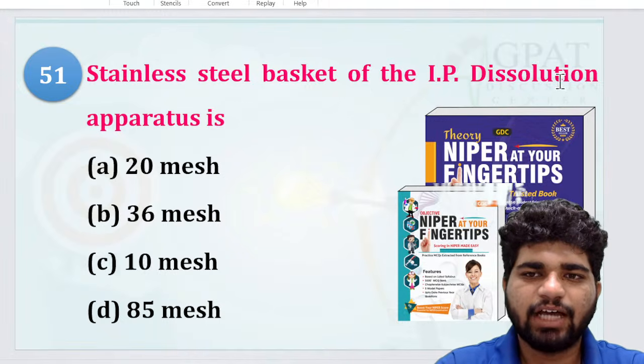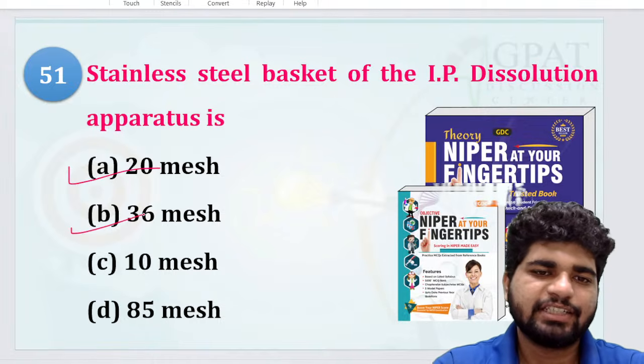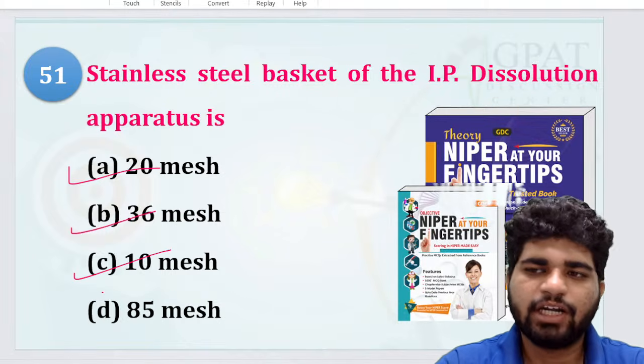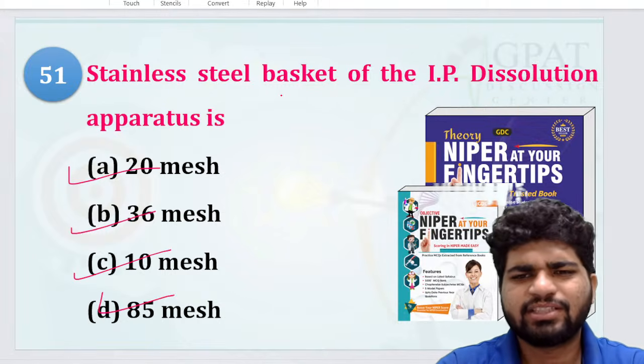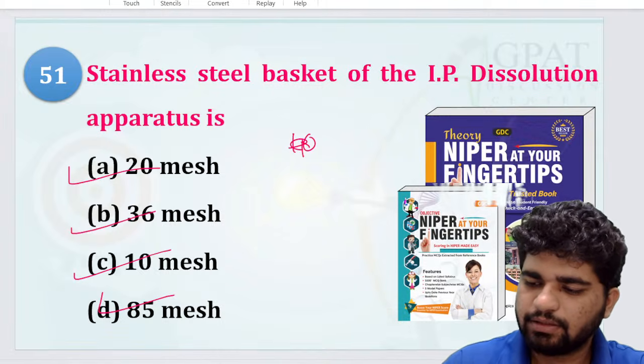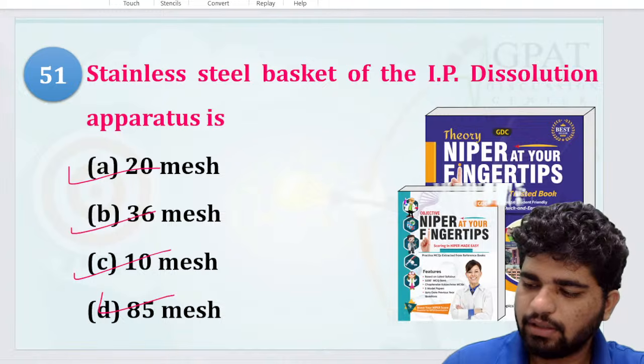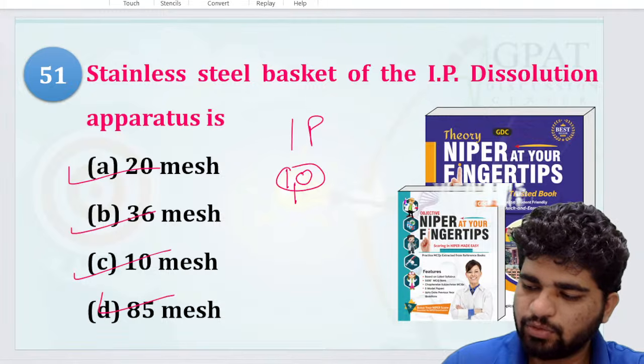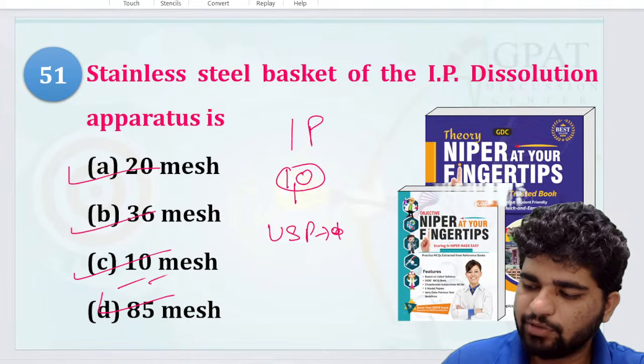Stainless steel basket of the IP dissolution apparatus is what? Is it 20 mesh, 36 mesh, 10 mesh, or 85 mesh? Very simple, no? It is just like IP. 10 only. Here you can see 10 mesh. USP, if I talk about, then it will have an 8 mesh screen, right? 8 mesh screen.